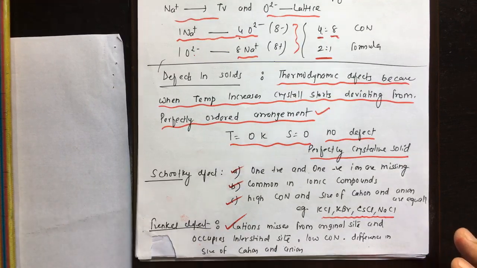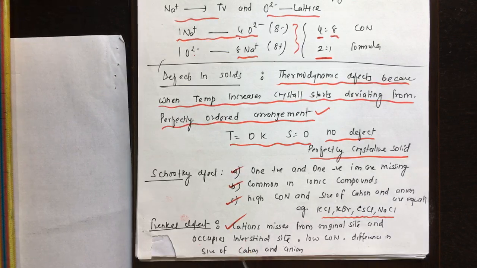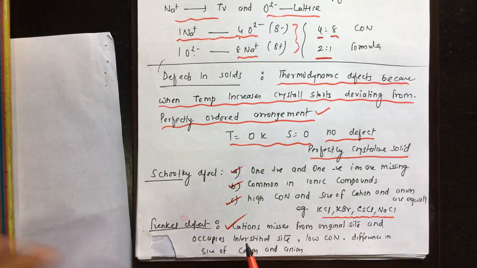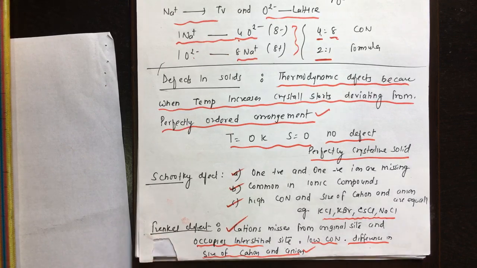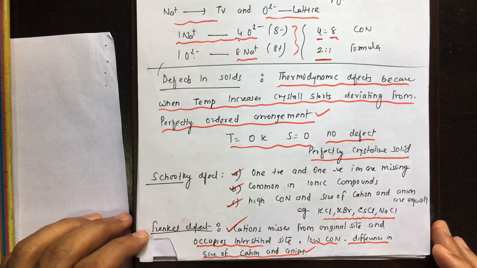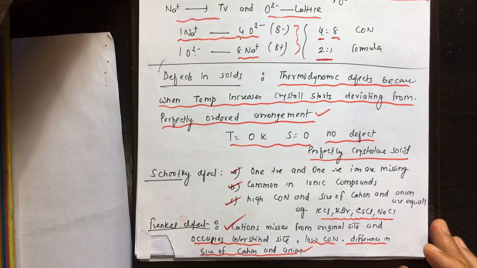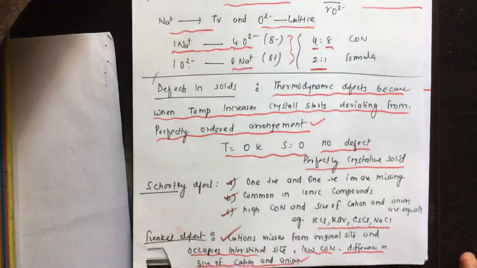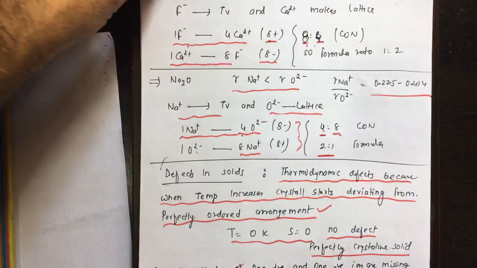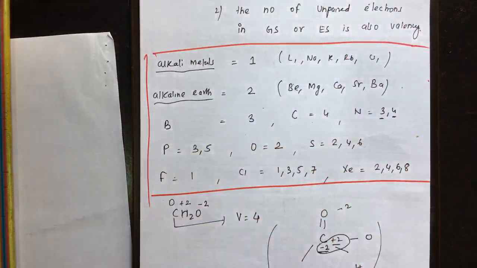Let's come on to the next one, that is called a Frenkel defect. The cation is missing from the original lattice site, okay, and occupies an interstitial site. Low coordination number and the difference in size of cation and anion is also high. So this is what we have discussed about the Schottky defect and the Frenkel defect in the solid state. This is the entire discussion for this.